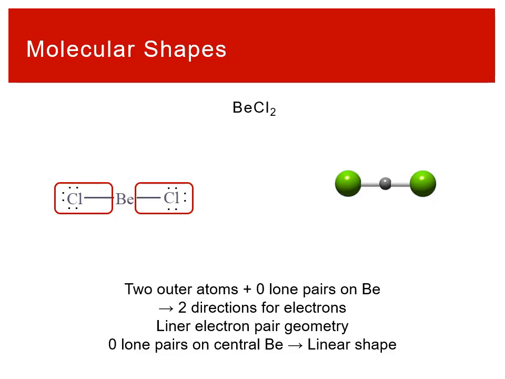It has this nice shape where we can see the beryllium's in the middle, it's a very small atom, and the big chlorines are out in a straight line. So this is overall a linear molecule. The VSEPR rules don't change here just because the beryllium only has 4 electrons.